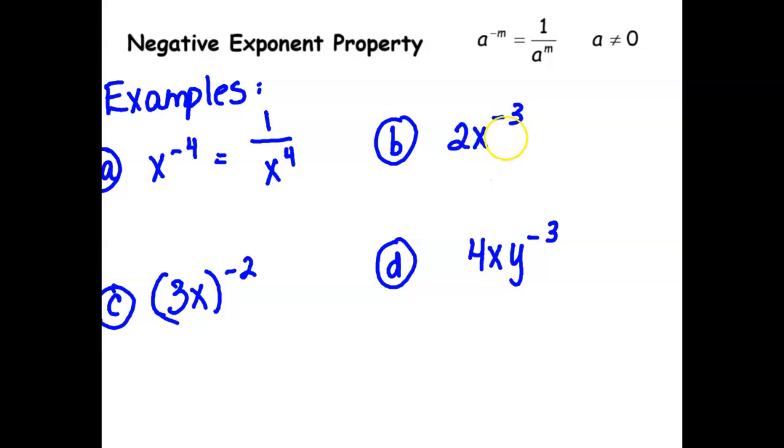Now notice only the x is to the negative 3 power, so 2 would stay in the numerator and x to the 3rd would go to the denominator. Okay, so remember this is a review.